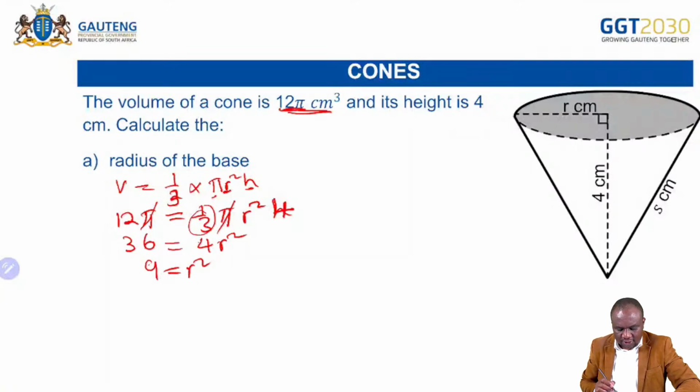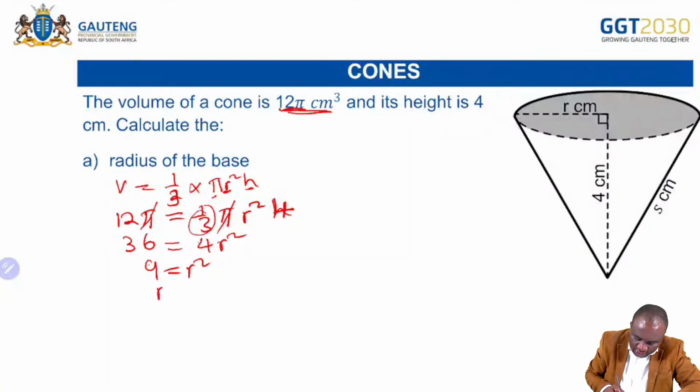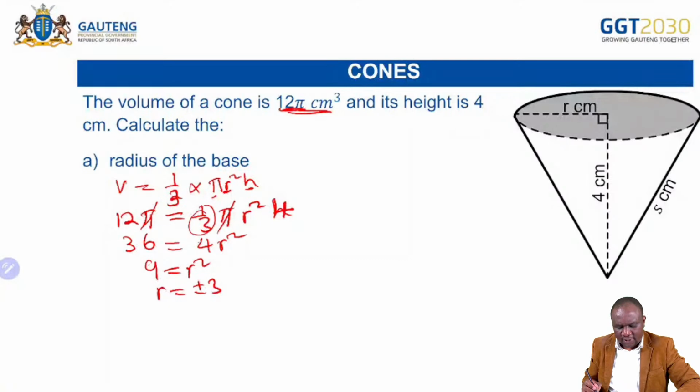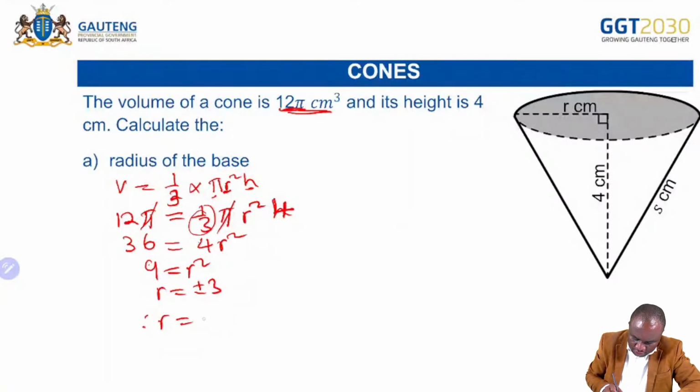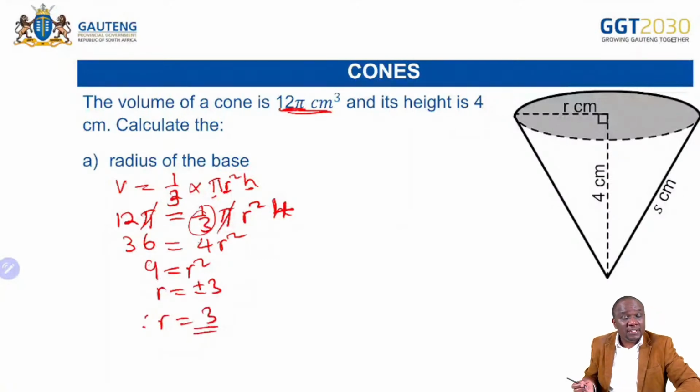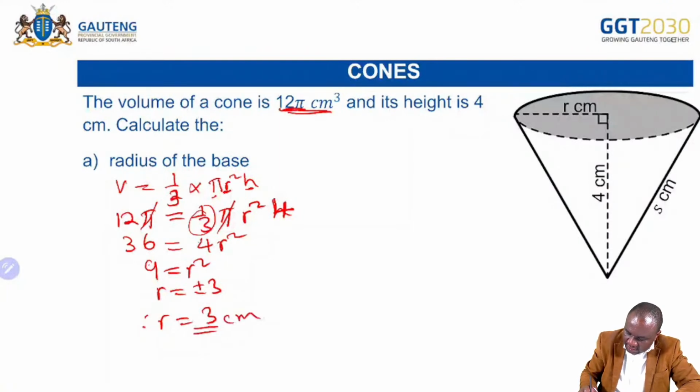And then here we can use difference of two squares, or we square root both sides. We get that r is equal to positive or negative 3. But radius is distance, therefore radius is equal to 3. It cannot be negative, right? So it's 3 centimeters. So radius is 3 centimeters here.